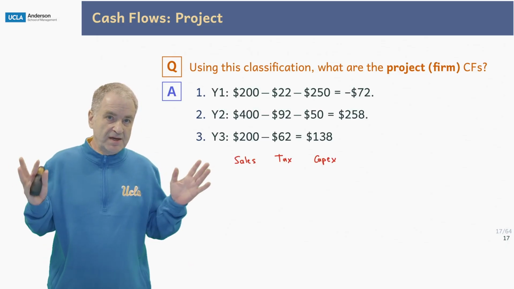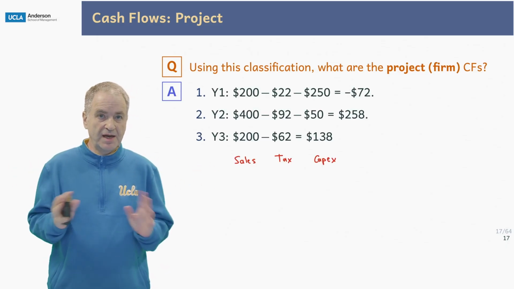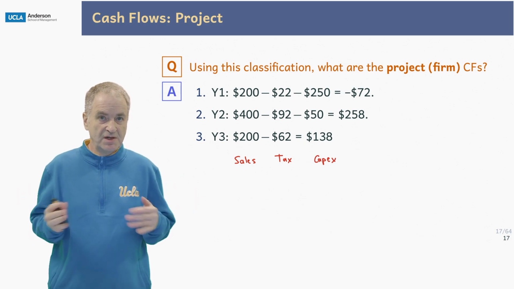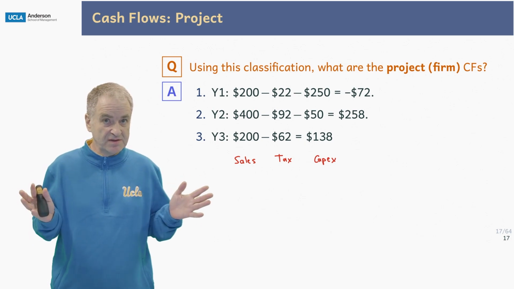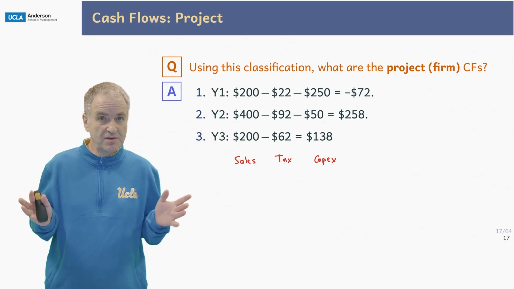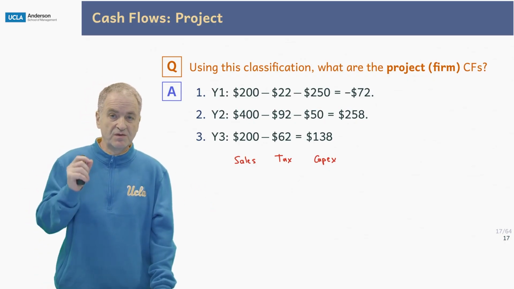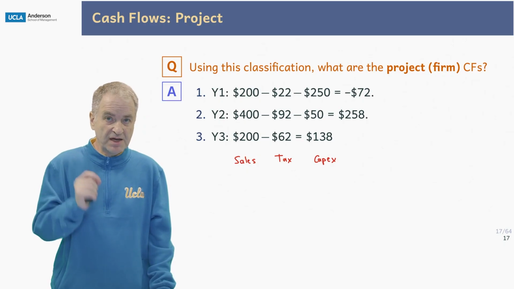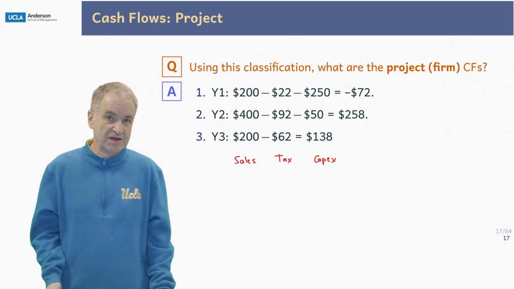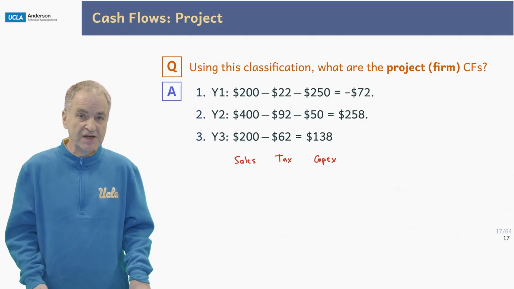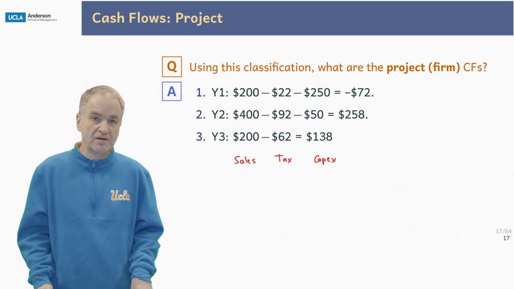Okay, so here are the actual real cash flows. We get the sales in year one, $200. We pay the tax, this is real money, $22, and we pay for the capital expenditures. So in the first year, my real cash flow is a negative 72. Do this for the other 2 years, and you get $258 and $138.